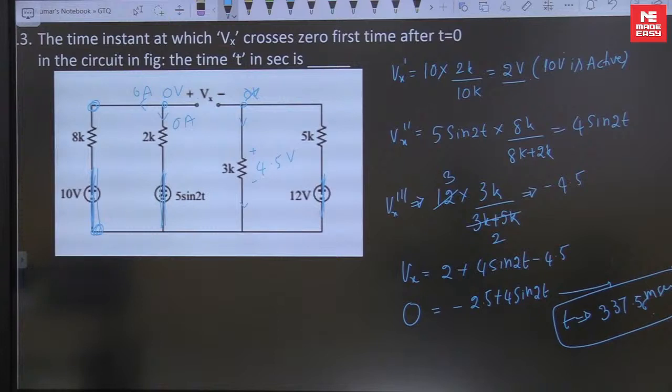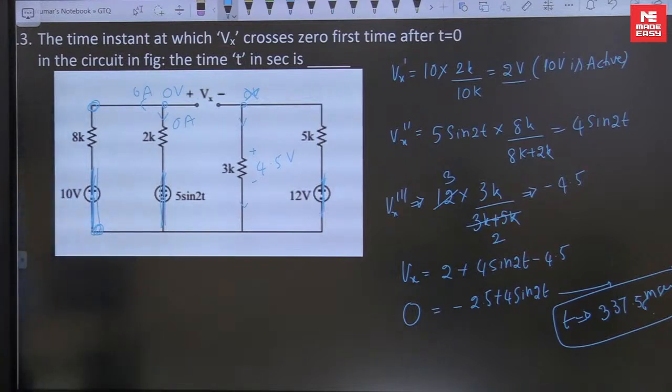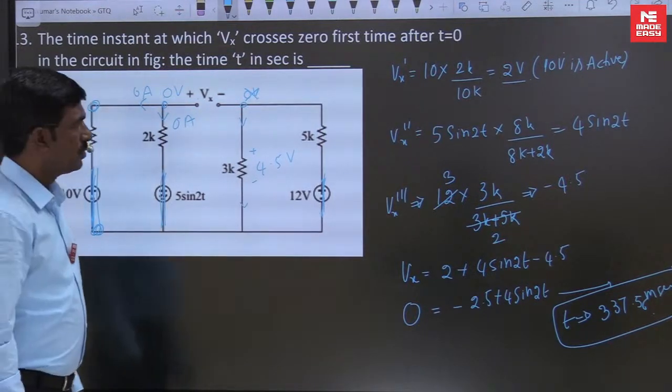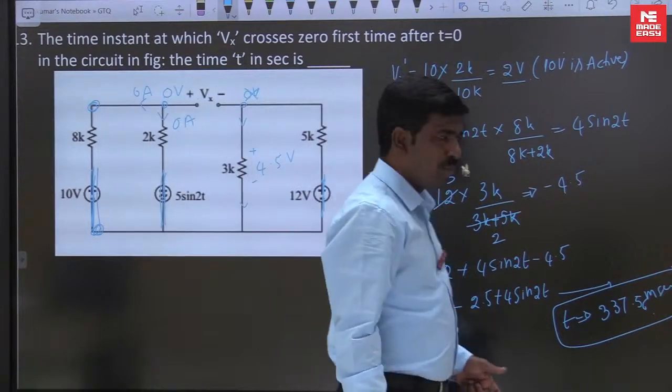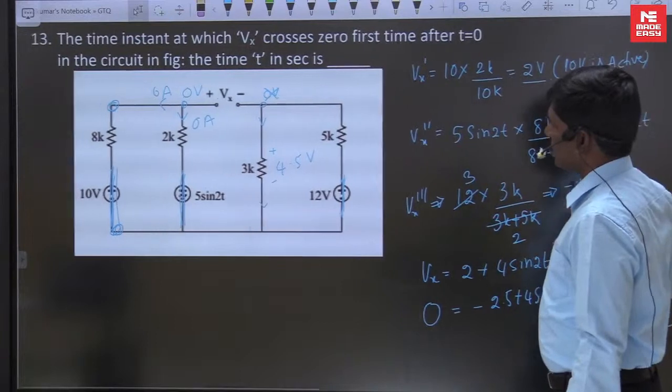Very good. Biksa Shah has given a correct answer, and Utkar Sinha also given a correct answer. Ashutosh Singh also given a correct answer. Okay, so here you are using voltage division and the superposition theorem. Now move to the next question.